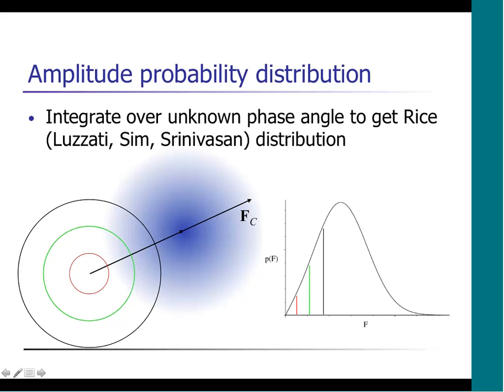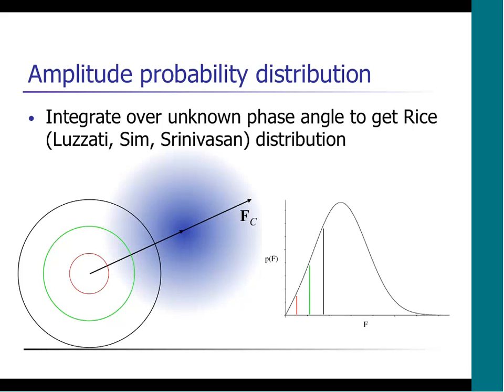So if we take a circle with the radius of the red circle here, then if we integrate this probability distribution indicated by the blue shading here, if we integrate around that circle, then that integral tells us how probable the amplitude corresponding to the radius of that circle is. And here it is on this probability distribution for the amplitude, and so on. For the green circle with a different radius and the black circle with a larger radius, we see the probabilities of those different amplitudes. So that's how we construct a likelihood target. I won't say much more than that.